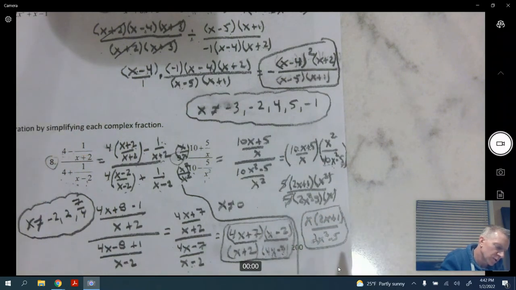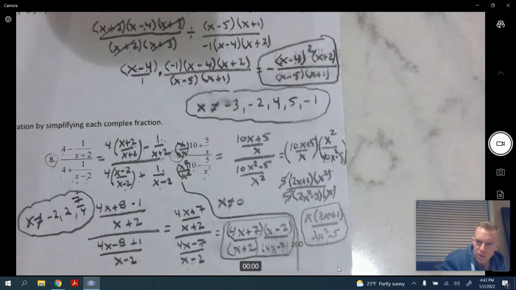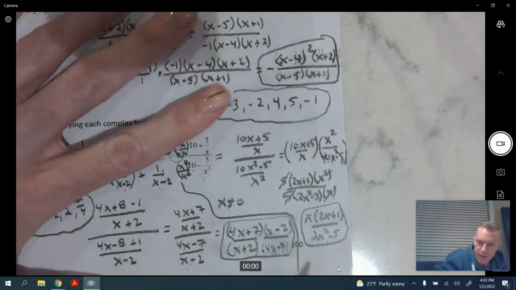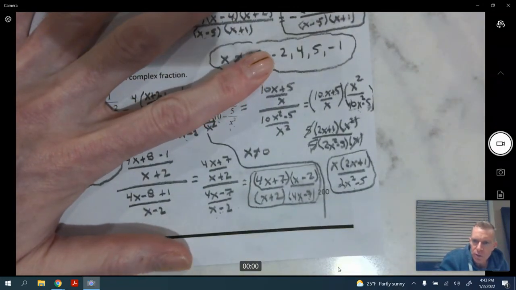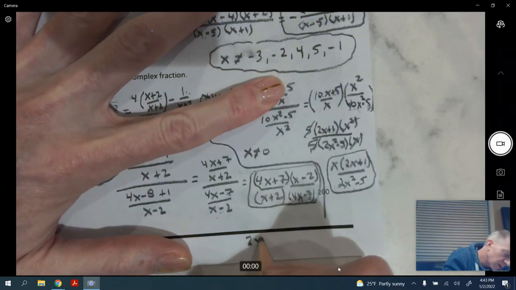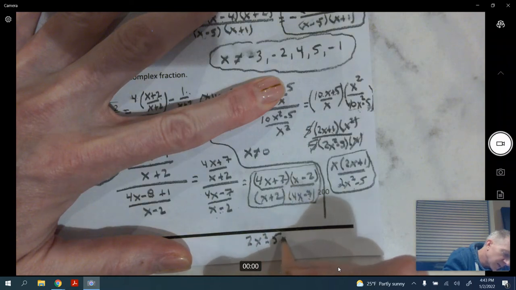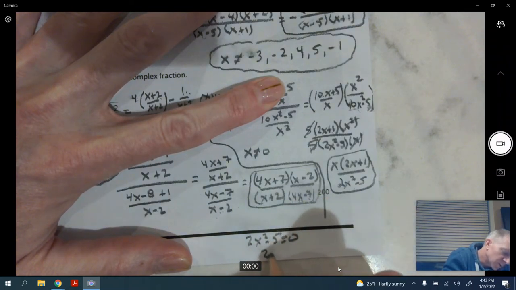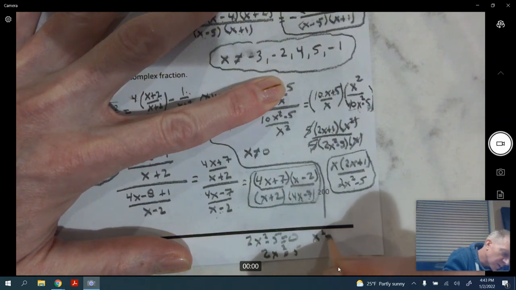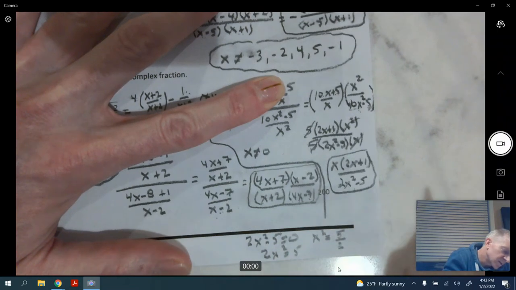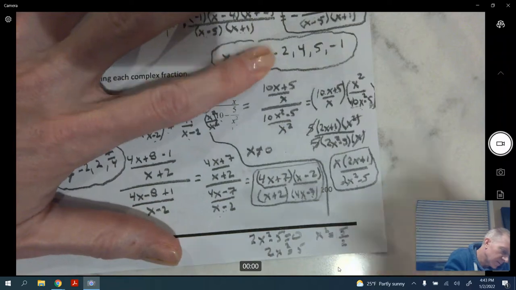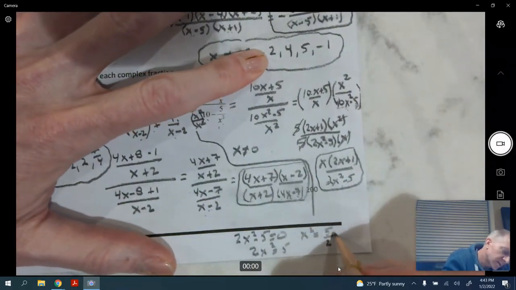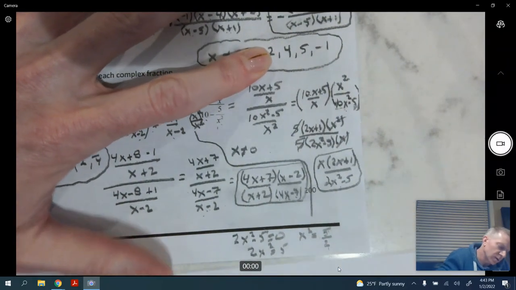We're going to have one more restriction when this thing is 0, so I'll just do it down here. 2x squared minus 5 equal to 0, which means 2x squared equals 5. So x squared would equal 5 halves. So x cannot equal plus or minus square root of 5 over 2. Oh, let's simplify that.